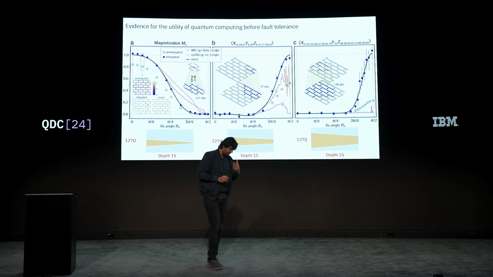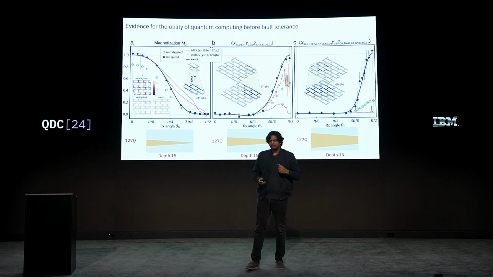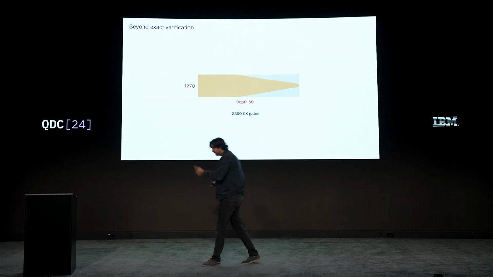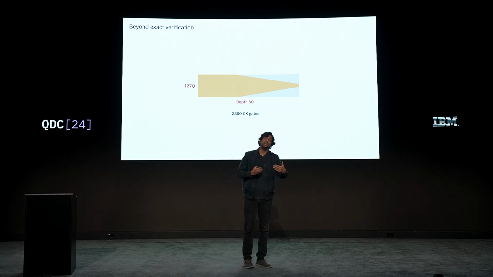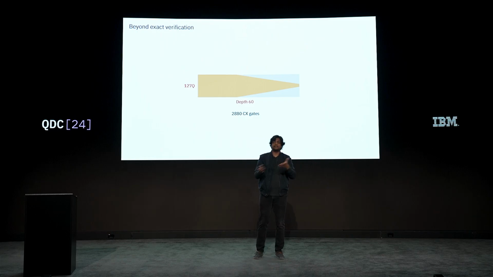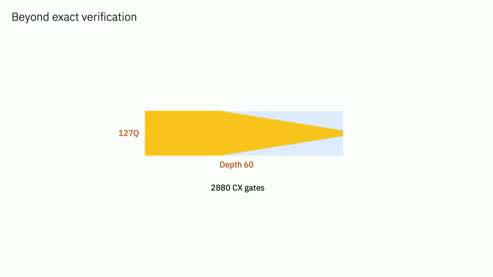To give you some more sense for that, I want to focus on the last part of the experiment that we did in this work, which was pushing the depth even further, out to depth 60, where we were now beyond exact verification. We couldn't play these light cone tricks anymore. And soon after the experiment, there was a lot of attention from classical simulation experts all across the world. I want to show you some of the data from all of these different methods.